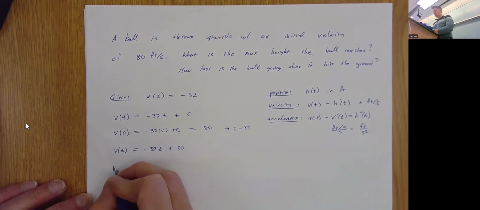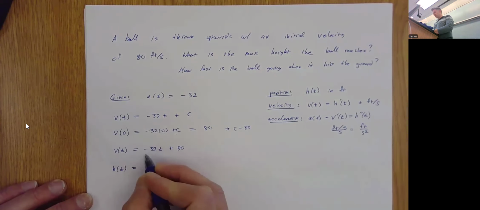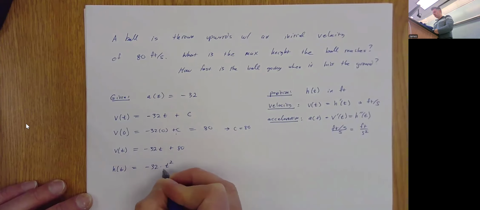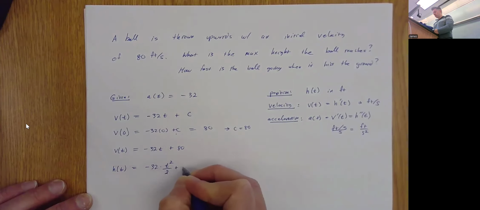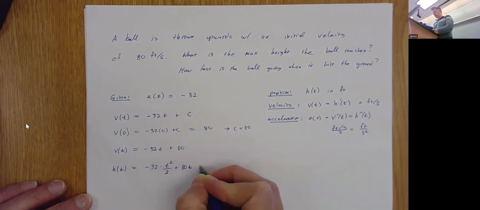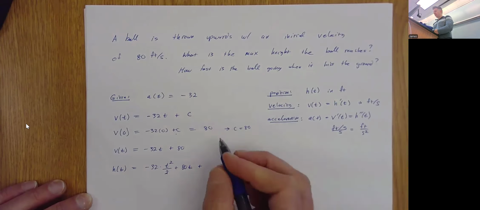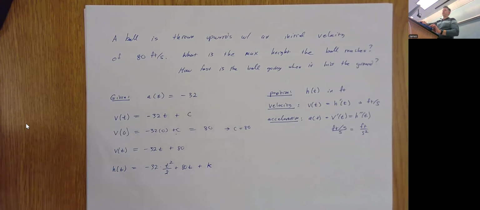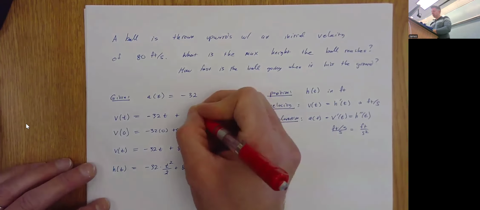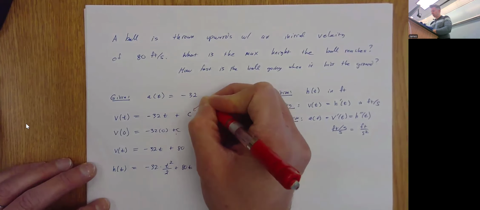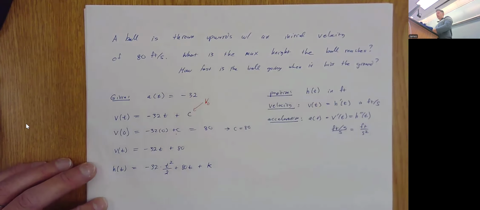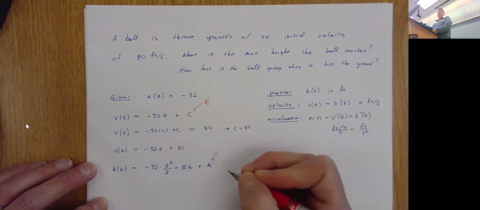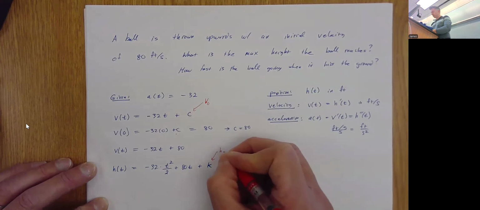So the height function here is going to be the antiderivative of that, so it's going to be negative 32 times t squared divided by 2 plus 80 times t plus another constant. I like to use a different letter even though c has already been taken care of. Let's call it k. I should point out, typically, the way this always works out for these kind of motion problems is that the constant there is just your initial velocity, which we label as v naught. And this constant here is just going to be our initial height, which is h naught.